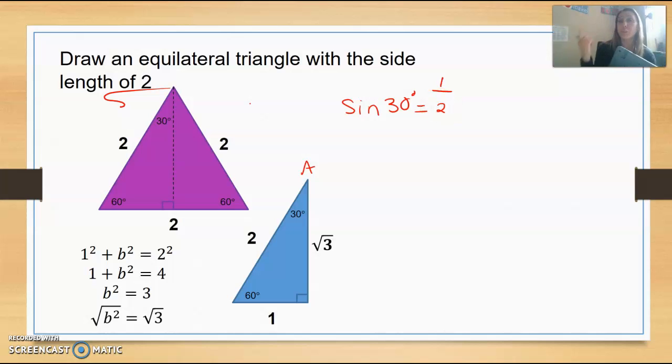I would like you to do the rest. Do the other 5. After you find the sine, the cosine, the tangent, the cosecant, the secant, the cotangent of 30 degrees, I'd like you to do the same thing for 60 degrees. So you should have 12 different answers when you are done.